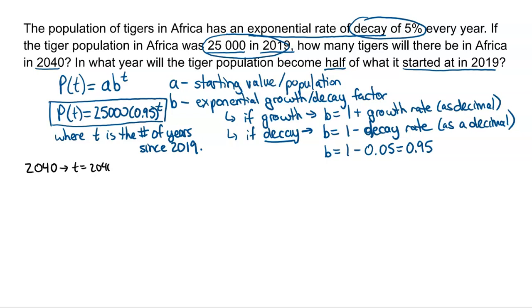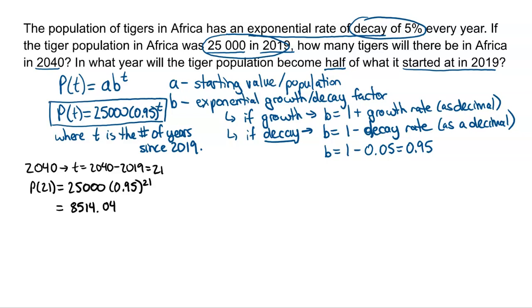So the first question is, how many tigers will there be in Africa in 2040? Now that we set up our equation, we can actually solve that. We take the 2040, we subtract the starting year, we get 21 years, and all we have to do is substitute that into the equation. Really simple substitution. You can type that in your calculator. You go 0.95 to the power of 21. Be careful that you don't multiply the 0.95 times 25,000 first.